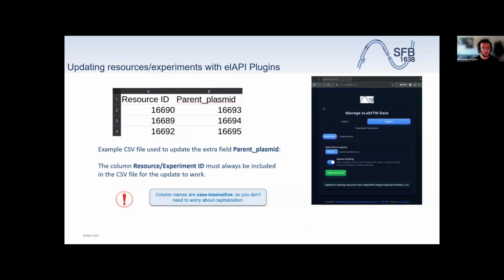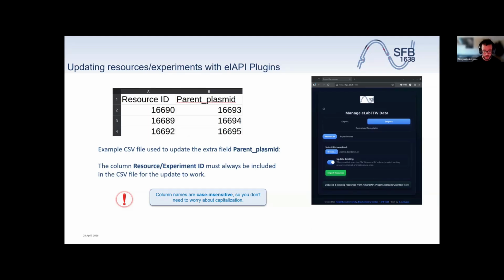If you forget to add a resource ID or an experiment ID, then you will get an error message that the column is missing and you have to add it. So no mistakes can happen. And of course, all columns are case insensitive, so you don't have to worry about it. You just have to type the name of the column.